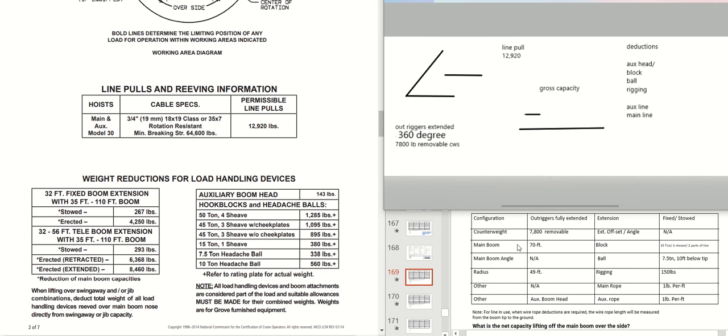All right, our next configuration here, we're going to jump down to the following section, main boom. We got 70 foot of main boom. So we're going to go ahead and put that here, 70 foot. Then our next one, we got main boom angle, NA, not applicable. Radius is 49 feet. So we'll do our radius down here like we normally do, 49 feet.